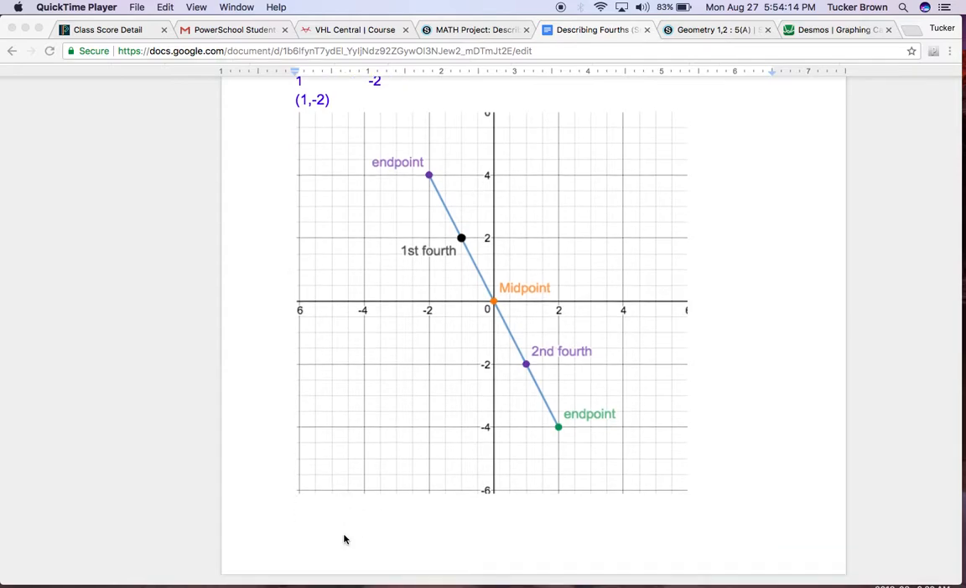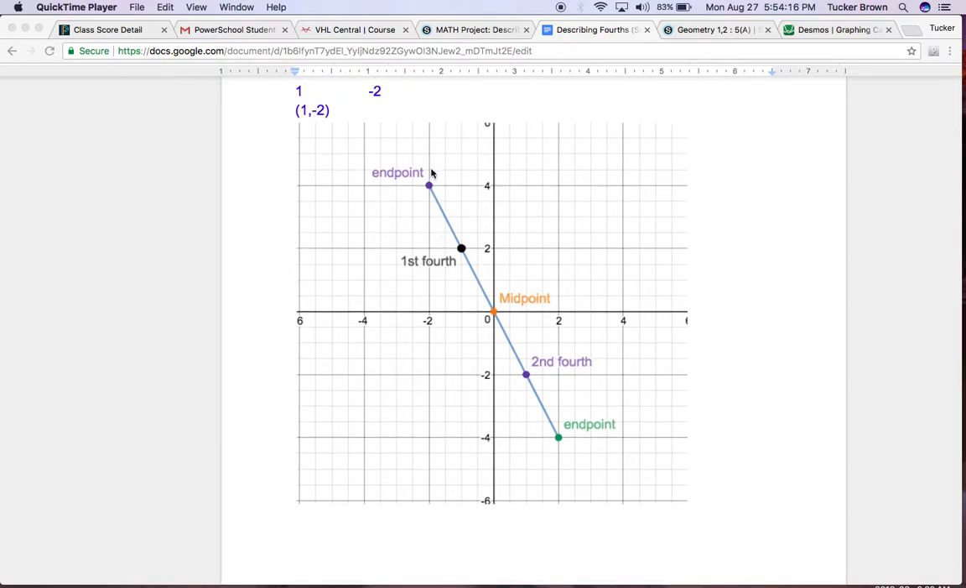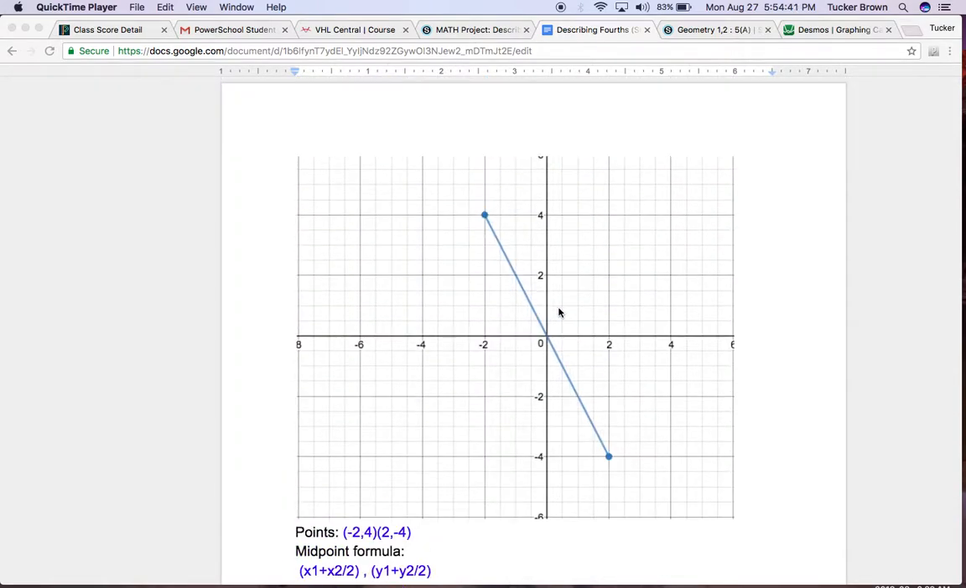And I have that all shown here. I have my endpoint, -2 and 4. I have my first fourth at -1 and 2. I have my midpoint 0 and 0, or just 0. I have my second fourth at 1 and -2, and then finally I have my last endpoint at 2 and -4. So yeah, that is my describing fourth screencast.